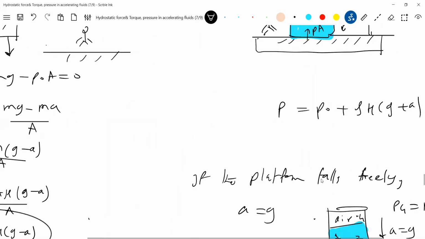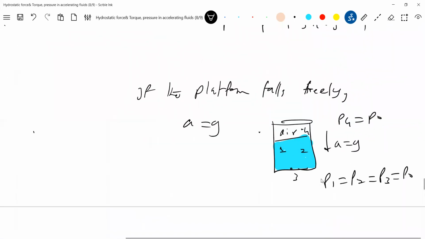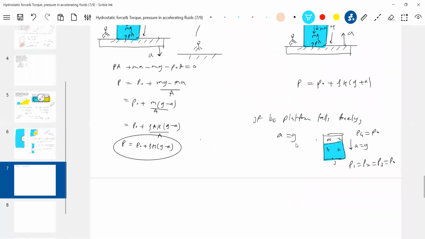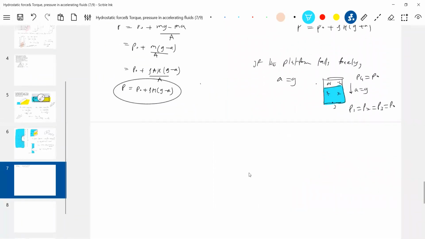I'll magnify the diagram. Just make an observation. If it falls freely, what will be the pressure at all points? Pressure in the air will be P naught. Pressure at 1, 2, 3, everywhere, will be equal to P naught only when it falls freely. Everywhere inside the liquid will be at atmospheric pressure. These are very important conditions. Somewhere, in more than one option, they may stress these ideas. Okay, this is about the vertical.